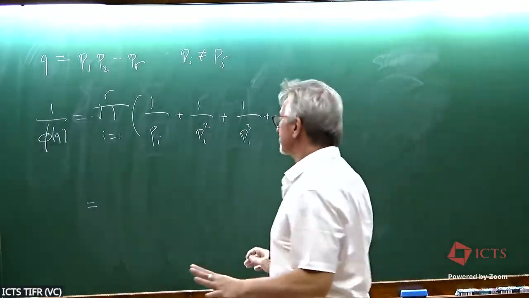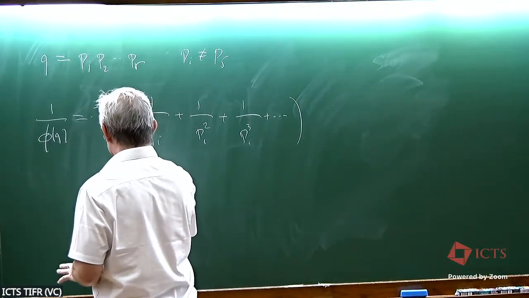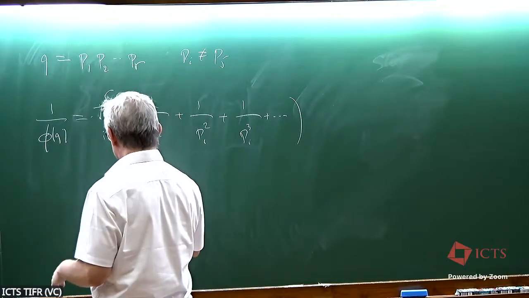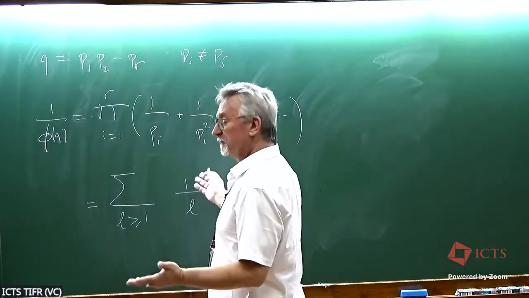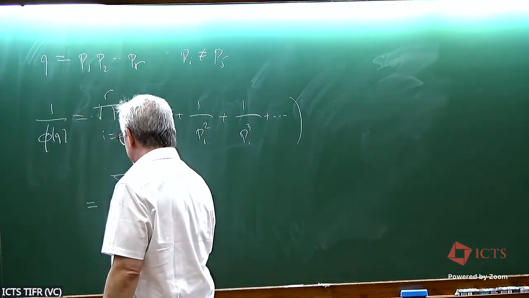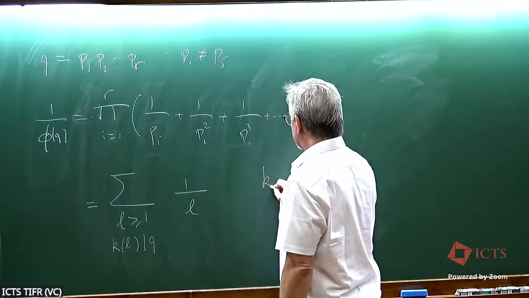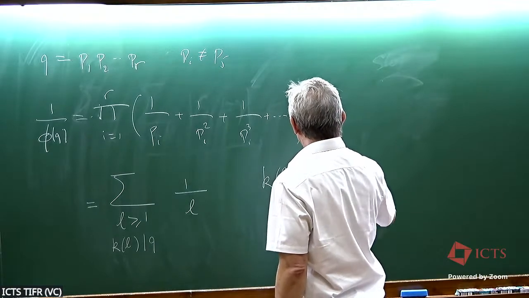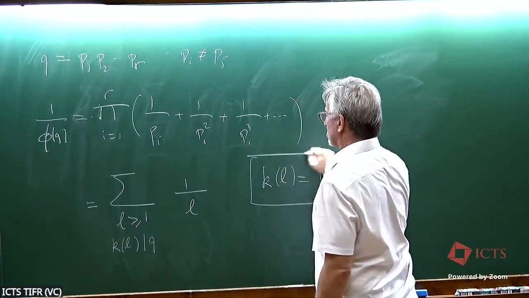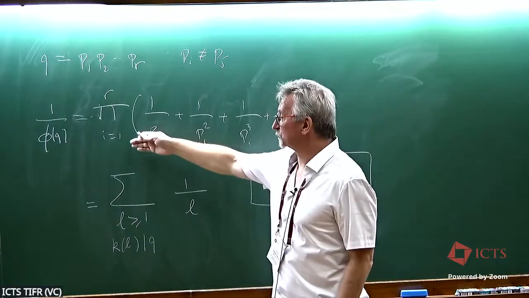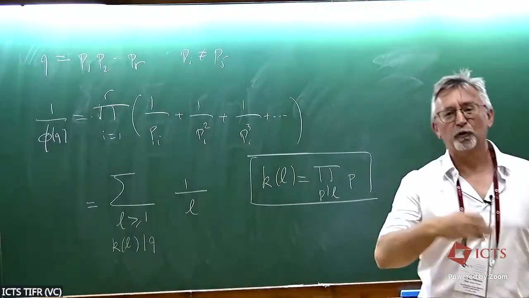I have to think a lot. The difficulty is not to understand what happens, it is to know how to write it. When you do all this product, it is the sum, for L larger than 1, of 1 upon L, where the square free kernel of L divides Q. So K of L is the product of P for P dividing L. You need to think a bit to understand that this one is equal to that. There's no way I can write it.